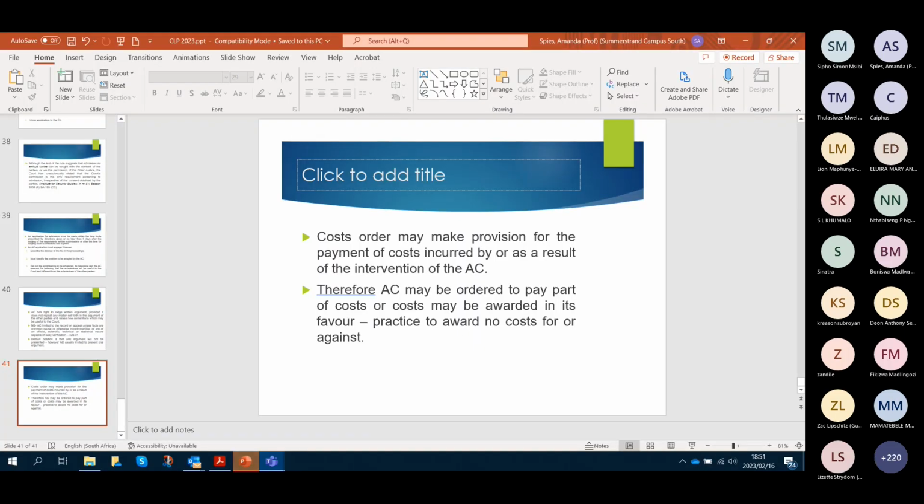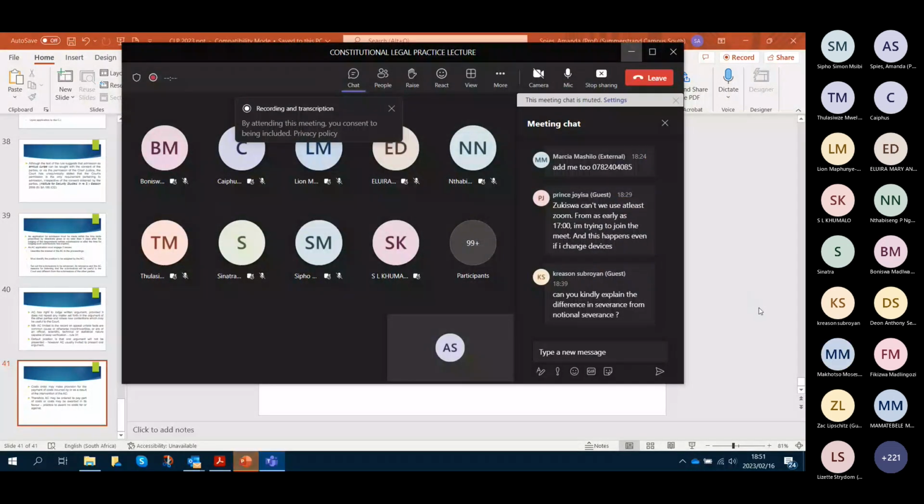And that is the slides in constitutional law for this evening. I'm going to open the floor up now for any questions that you might have.